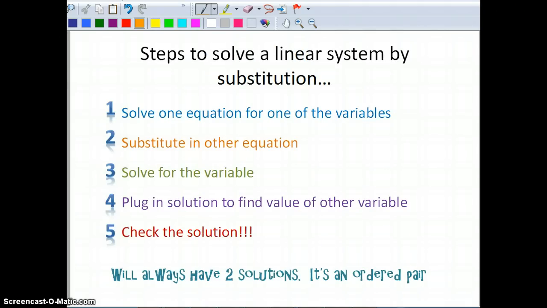Now let's take a look at the steps to solve a linear system using substitution. The first thing you have to do is make sure that one equation is solved for one of the variables. It doesn't matter which variable. You can solve it for x or y, and we're going to show how to decide which one's best. Then you're going to substitute that expression into the other equation. You're going to solve for the variable. Then you're going to plug the solution in to find the other variable. And then we always check our solutions. We're always going to have two solutions because what we're finding is an ordered pair. We're going to have an x value and a y value, or if our variables are different, maybe an a value and a b value.